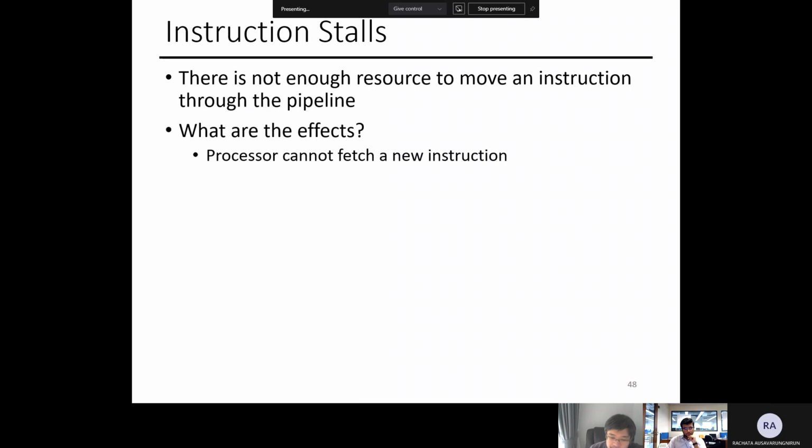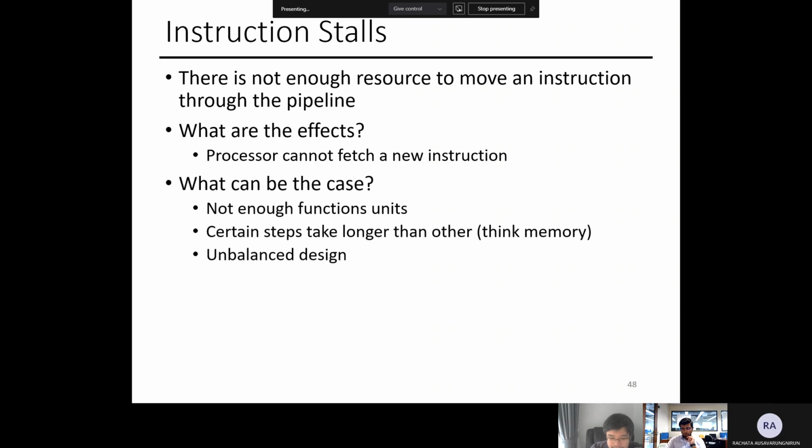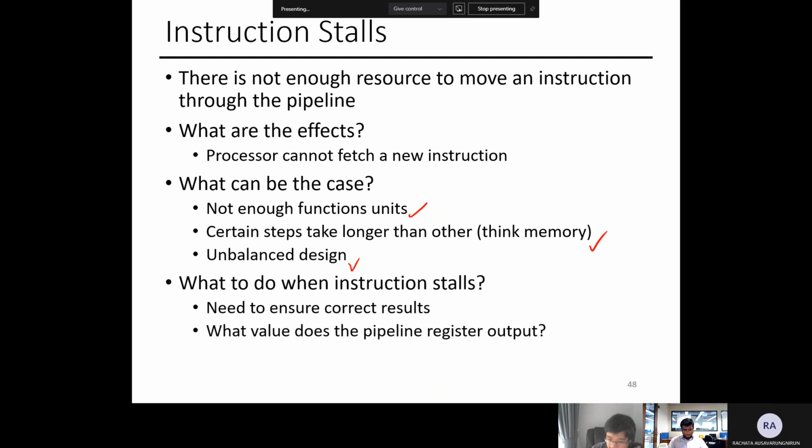So what are the effects? The processor cannot fetch new instructions. It means the program is going to be slower, right? So what are the causes? The earlier case is not enough functional units, right? Some of the steps take longer than the others, like memory or multiply versus add, right? Or I just have an unbalanced design. So what do you do? Well, if you try to do something, this is the goal: make sure it's still correct. As long as you make sure things are correct, you're fine.